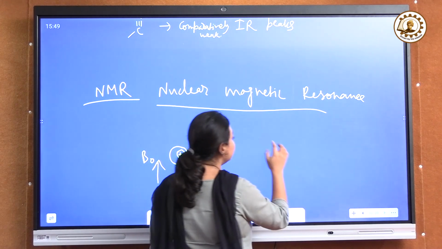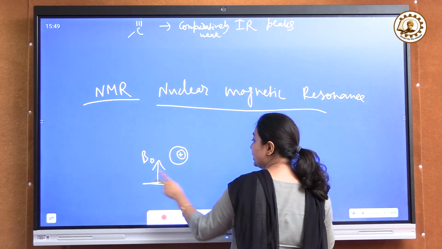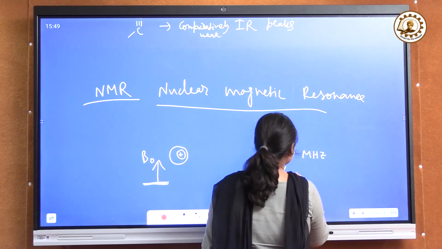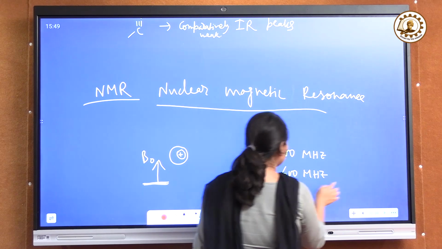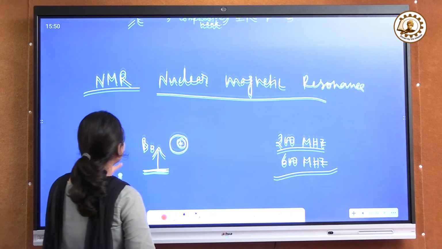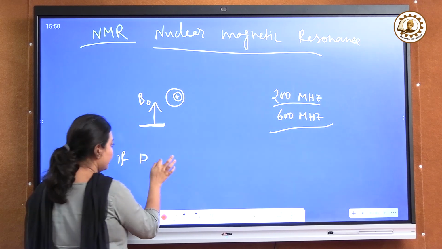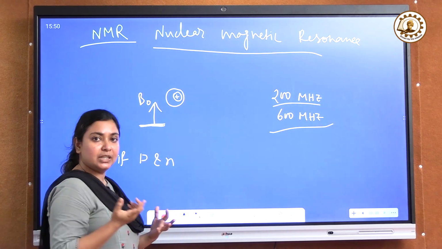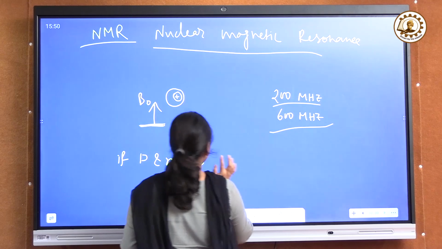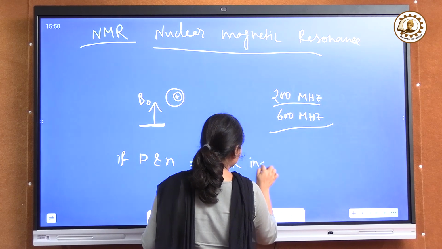In NMR, we identify the spectrometer by the strength of the external magnetic field, like 200 megahertz, 600 megahertz, etc. So these are the strengths of the NMR spectrometer. Okay. Now in NMR spectroscopy, what happens? If the number of protons and neutrons within a nucleus are equal, then that atom will not show any kind of NMR signal. That atom will be NMR inactive.